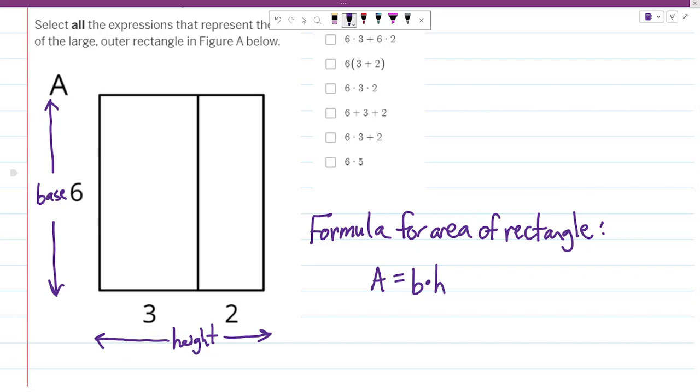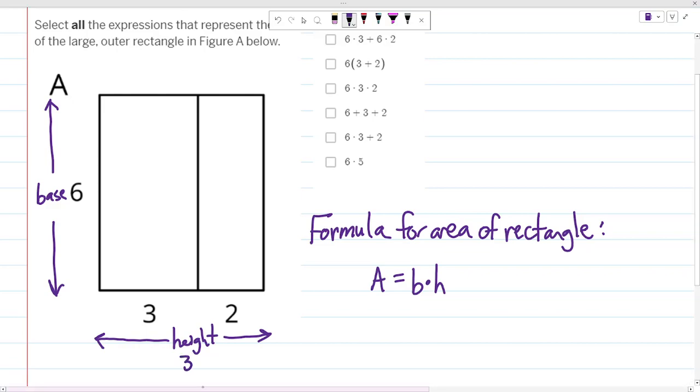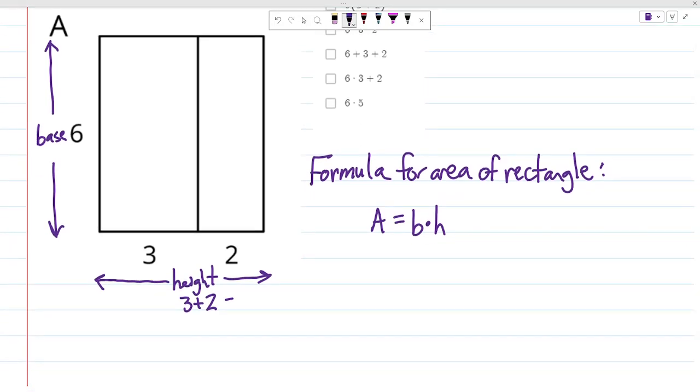Well, the base is going to be 6 no matter what. What about that height though? The height we can think of as being 3 plus 2. But at the same time, the height is also what? It's 5. So we could have the area is equal to 6 times that number, 3 plus 2. Or we could have our area equal to 6 times 5. Both of those would be correct.